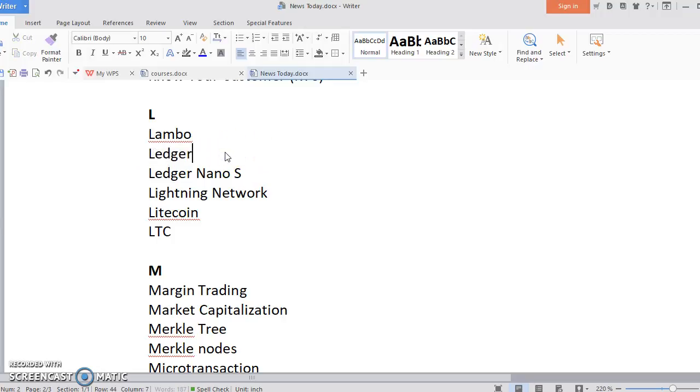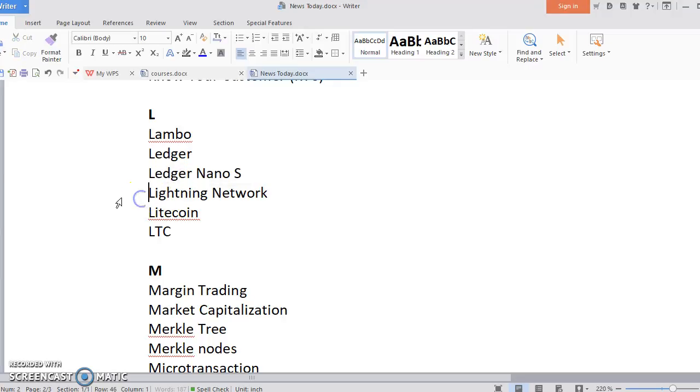And then moving on, we have Ledger. So what is Ledger? A Ledger is basically a computer database that holds certain records for a specific purpose. And then we have Ledger Nano X. So this is basically a company that produces hardware wallets, like cold storage, that you can store your cryptocurrency in. You can access them offline anytime you want.